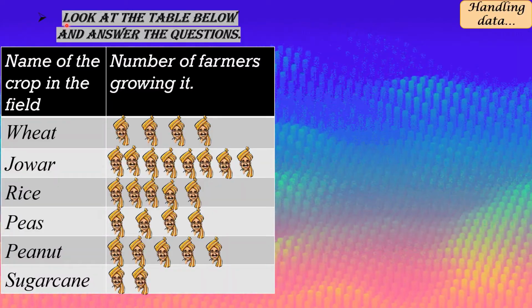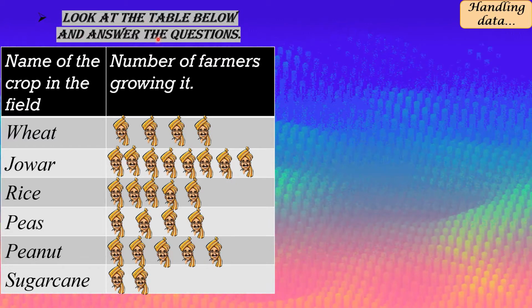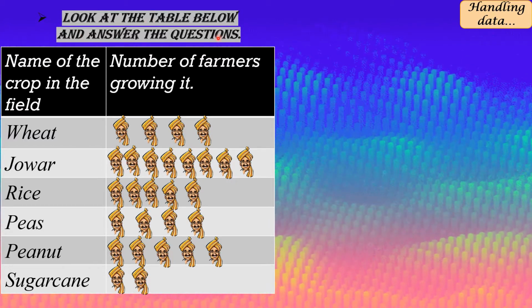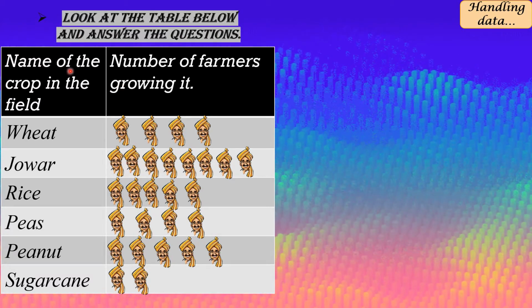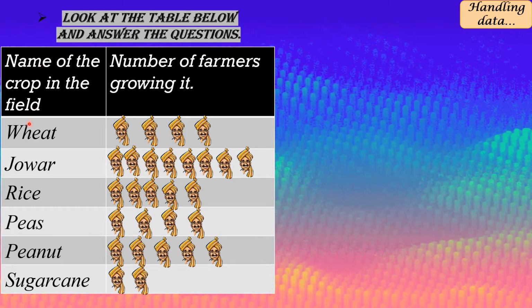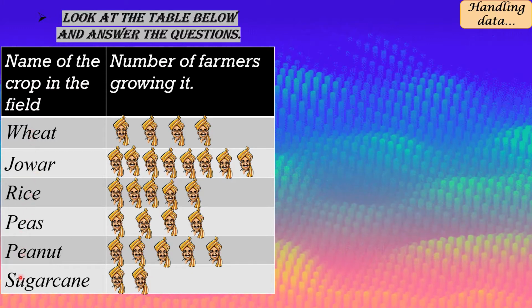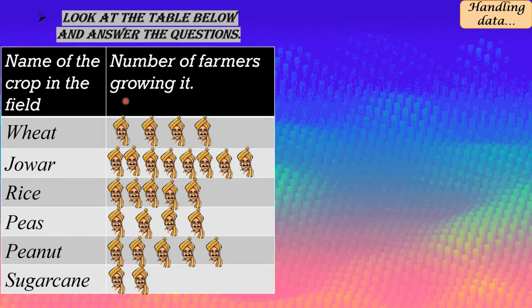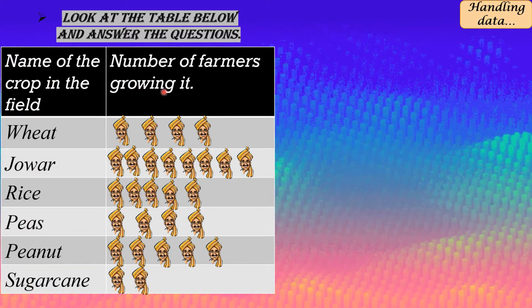Students, look at the table below and answer the questions. You can see here 2 rows. The first one is the name of the crop in the field, like wheat, jawar, rice, peas, peanut and sugarcane. And in the second row you can see the number of farmers growing it.